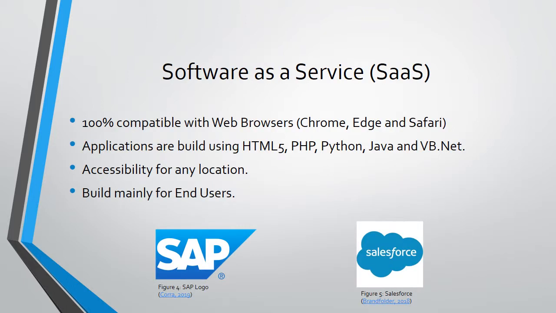So what is SaaS? SaaS are applications that run through a web browser. So they're 100% compatible with them, like Chrome, Edge, or Safari. Now these applications are built using HTML5, PHP, Python, Java, and Dot Net. There are other tools, but these are the main ones. And as I mentioned before, they are built for the end users, and you can access them from any place in the world. Good examples are SAP and Salesforce.